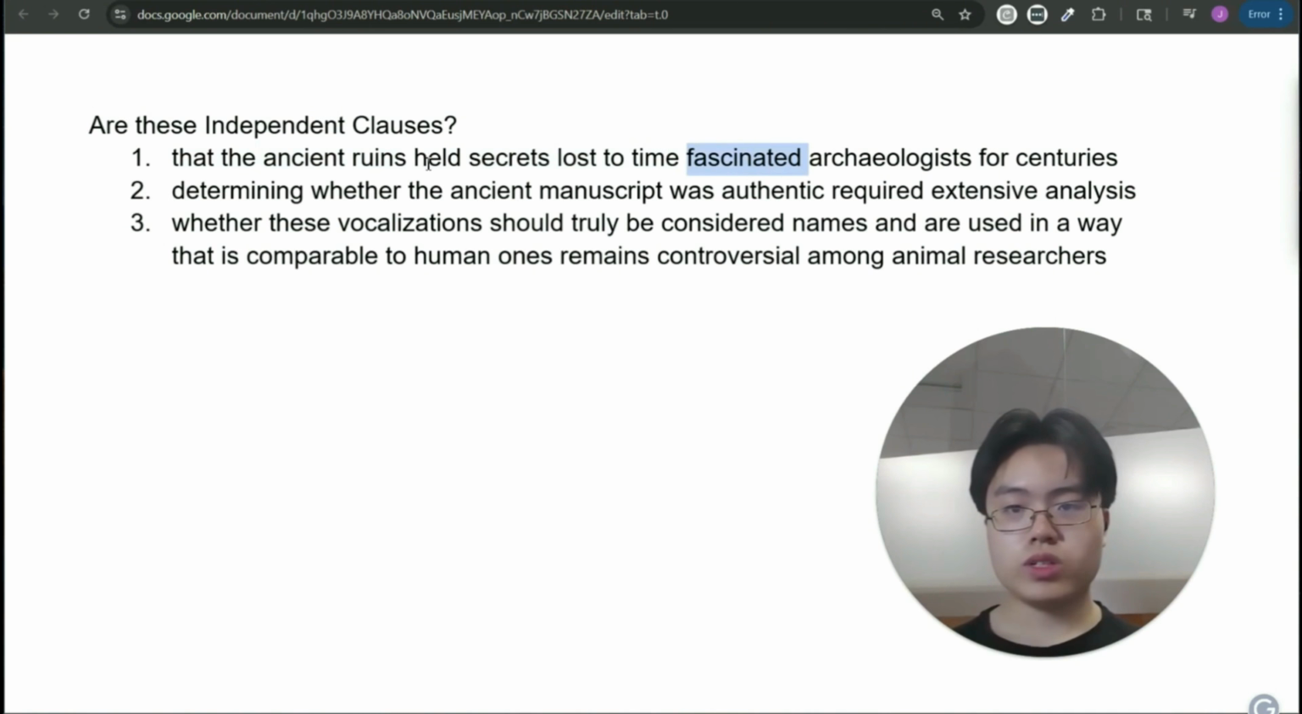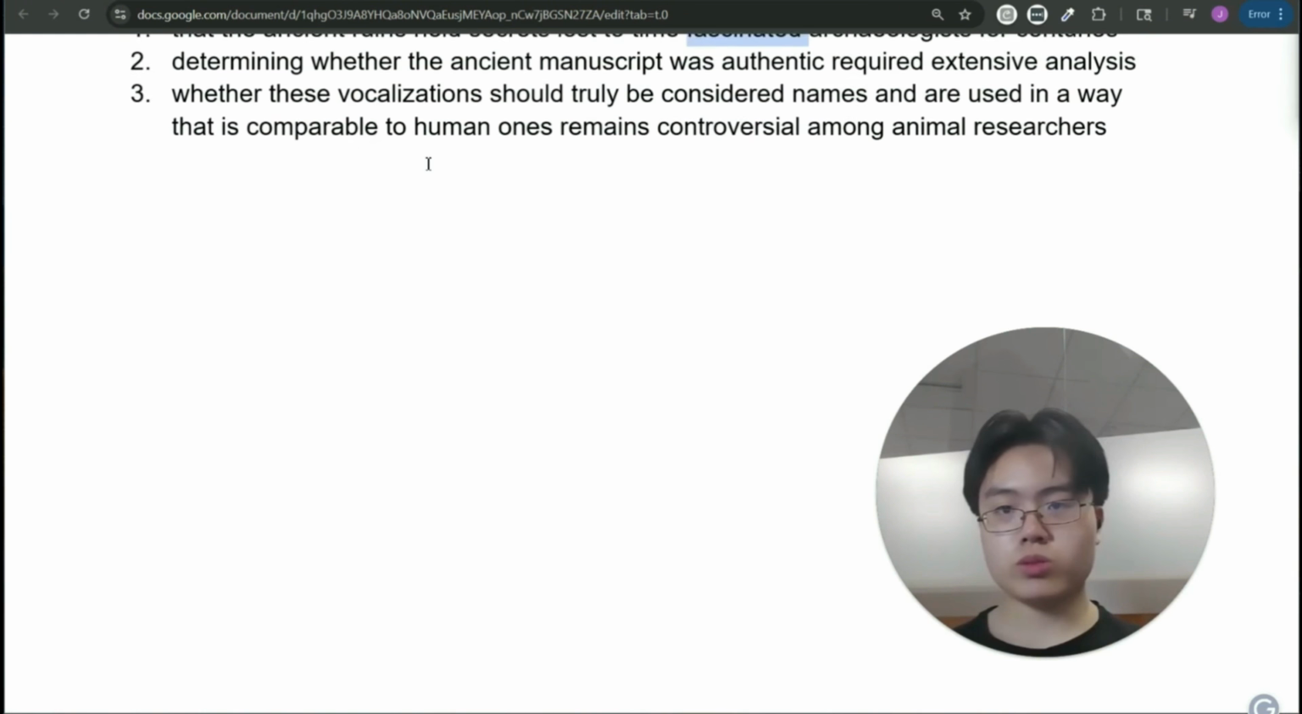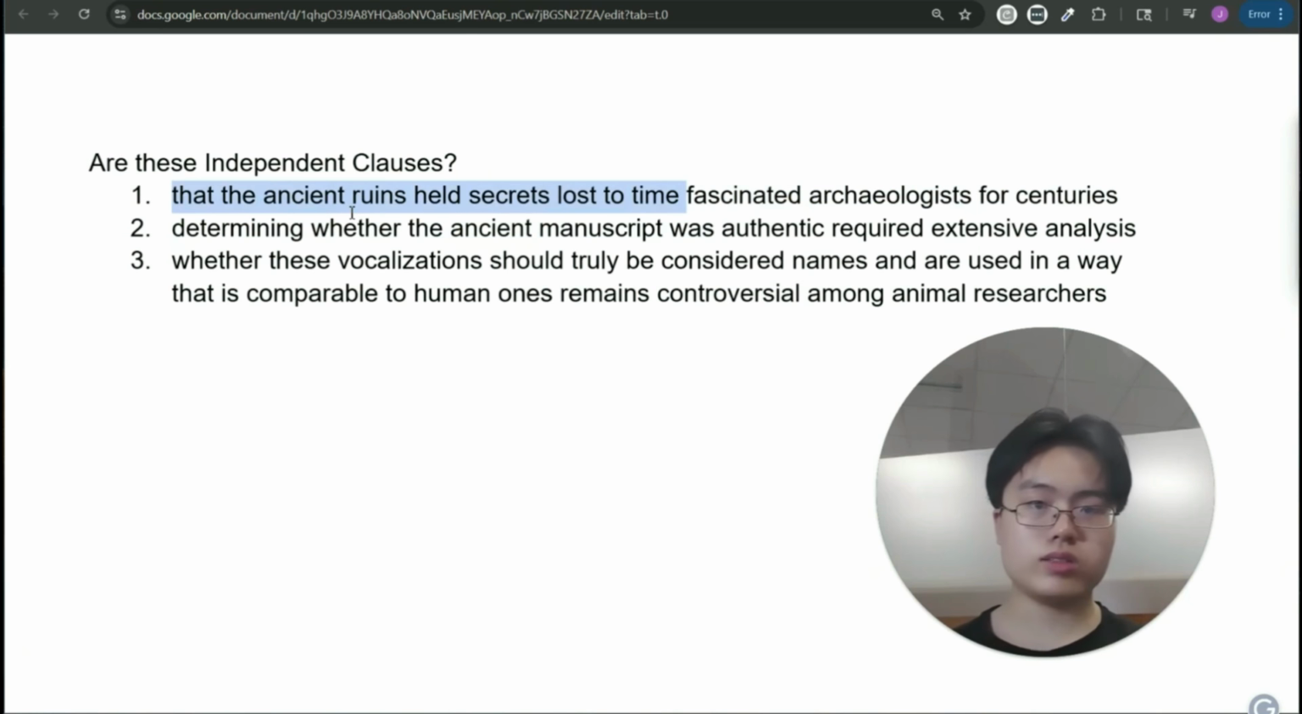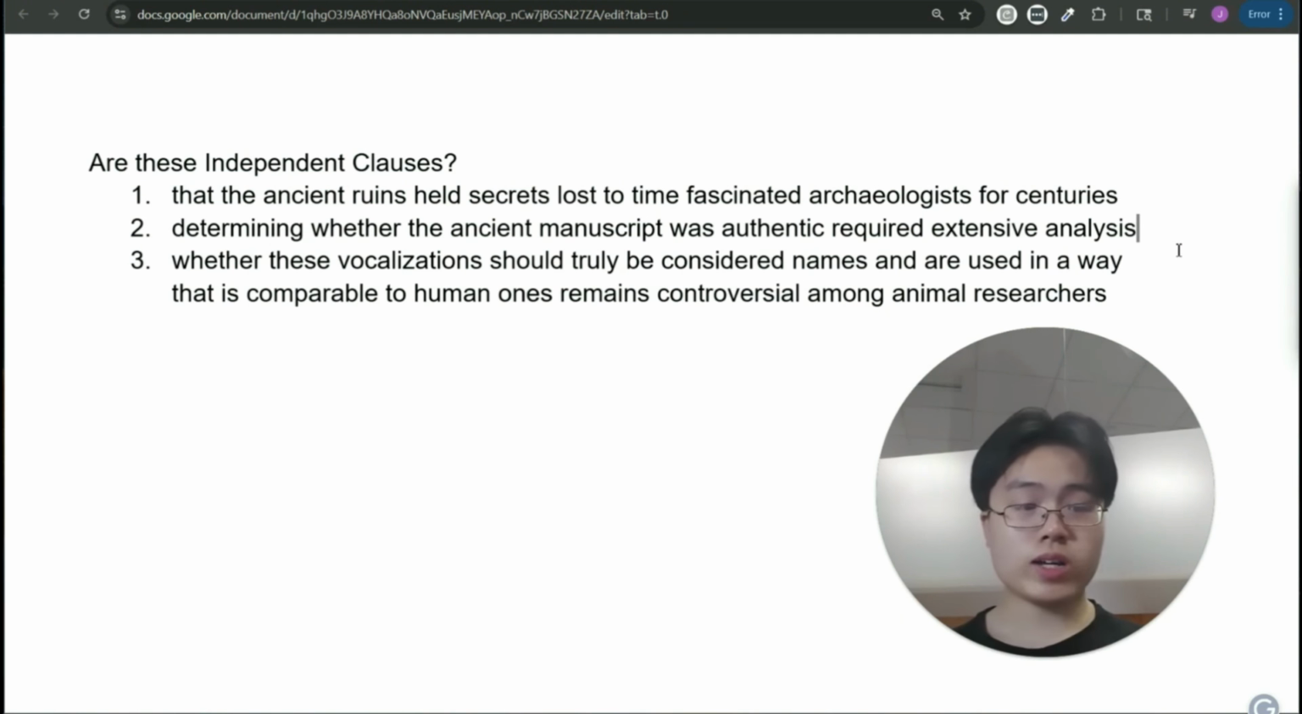So two things, right? If the verb is inside extra info, like we said earlier, the boy who ran across the street, that's extra info about the boy. Or if it's part of a noun, for example in this case, if the verb was just part of an idea that did something, then that verb is not a main verb. What about two? Determining whether the ancient manuscript was authentic required extensive analysis. So see if you can find what the main verb is and what the subject is.